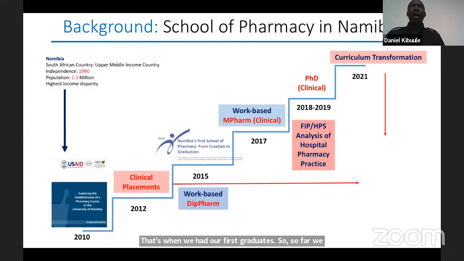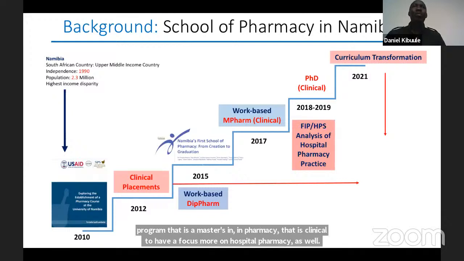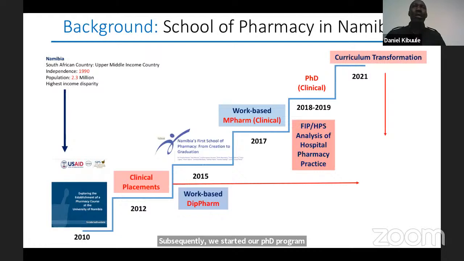At the same time, we realized the need for pharmaceutical technologists to work with our pharmacists. So we launched a diploma in pharmacy at the same time. Two years later, we also started a postgraduate program, that is a master's in pharmacy that is clinical, to have a focus more on hospital pharmacy. As well, subsequently, we started our PhD program in clinical disciplines, and we have graduated a number of them since then.